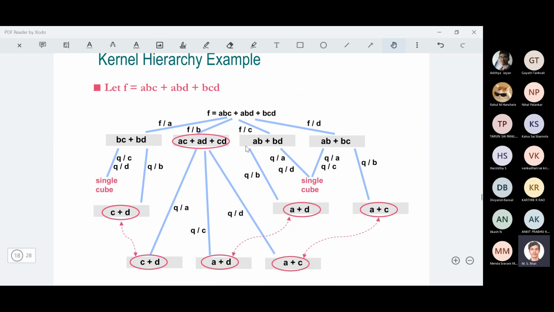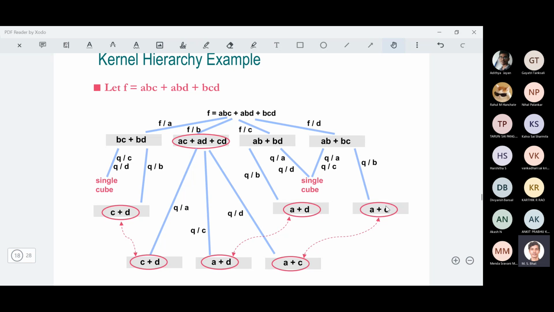Okay. So when you divide this by C, you get AB plus BD, which is not a kernel because you can extract B from this. Similarly, when you divide this by D, you get AB plus BC, again not a kernel. However, if you divide this by B, you get A plus C as the kernel. When you divide this by B, you get A plus D as the kernel. When you divide this by A, you get C plus D as the kernel. When you divide this by C, you get A plus D as the kernel. When you divide this by D, you get A plus C as the kernel.